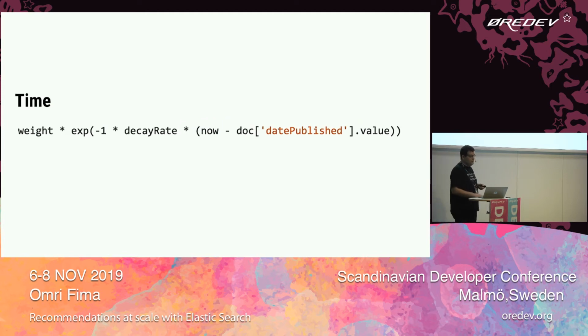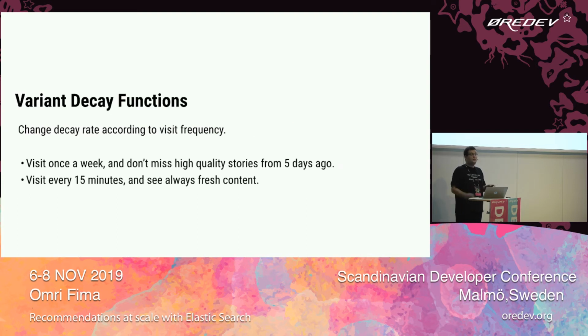A nice trick to do that is to set a decay rate and create an exponential decay. You can create your own decay function as you wish. We found this function to be working very well. Another trick that we're using is creating variant decay functions, so we play with our decay factor according to who the user is. If, for example, you enter Facebook only once a week, you will see stories which are good, but a little bit older. If you enter Facebook every 15 minutes, you will always see fresh content.